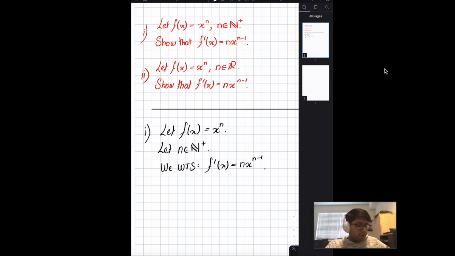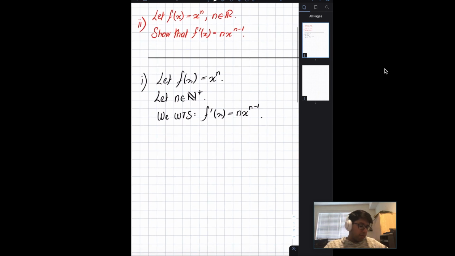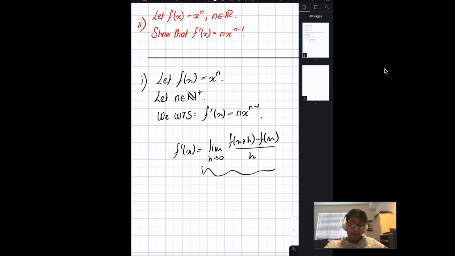Now, one of the methods that you could use, which is absolutely correct, is to use the definition of the derivative over here, which is to say that the first derivative is equal to the limit as h approaches 0 of f of x plus h minus f of x divided by h. And then you could evaluate this limit on the right hand side and you will get the correct answer. But I don't want to do that, especially because it uses the binomial expansion on the right hand side.